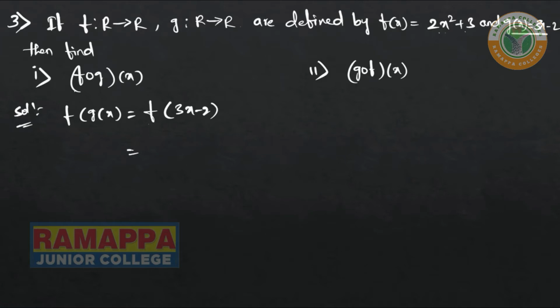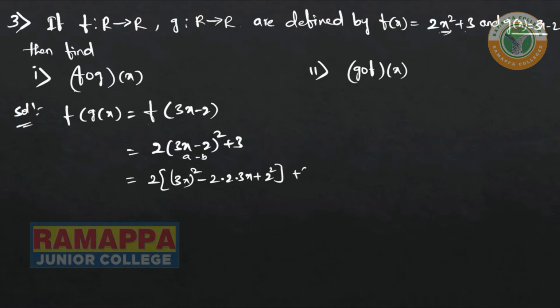2x square plus 3 is given. So in this x place I am substituting 3x minus 2. So 2 into (3x minus 2) whole square plus 3 will come. It will become the (a minus b) whole square formula now, so we will expand that: (3x) whole square minus 2 into 3x into 2 plus 2 square, plus 3 here.